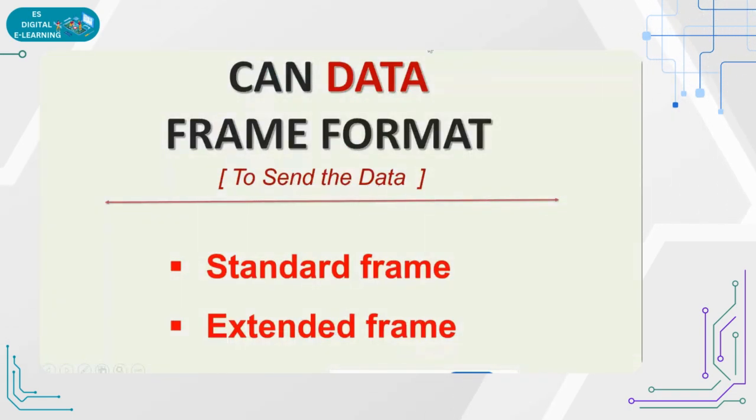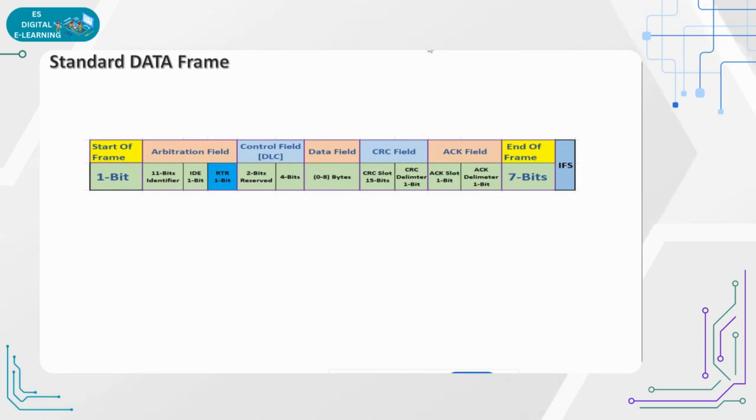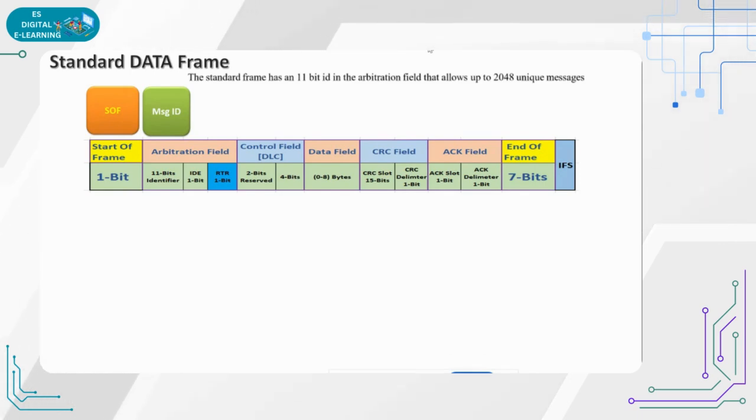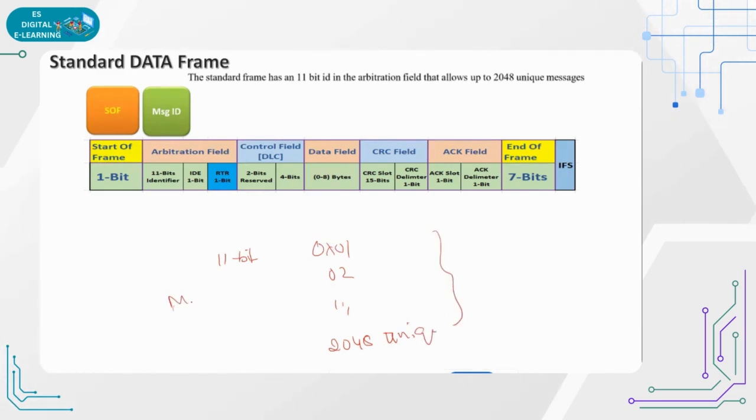And so we started discussing the data frame formats, like how we send data in the standard frame and the extended frame. Coming to the standard frame, we send the SOF and the message ID. We select an 11-bit identifier, so whatever messages we choose, like 0x01, 0x02, we can use up to 2048 unique IDs. These are the message IDs, and each message has signals. So we select from this point.